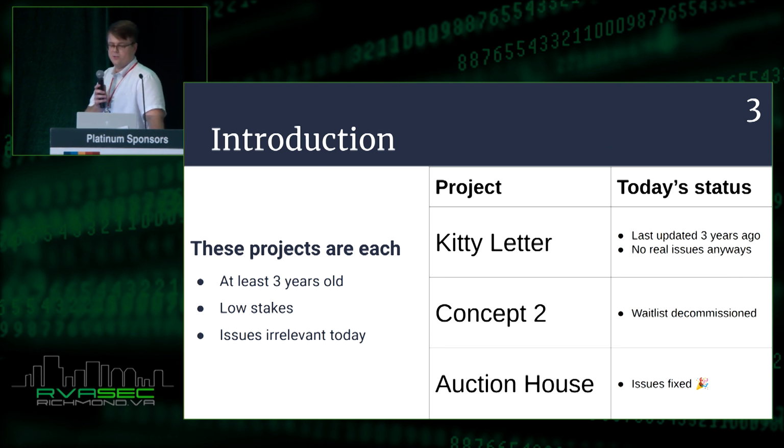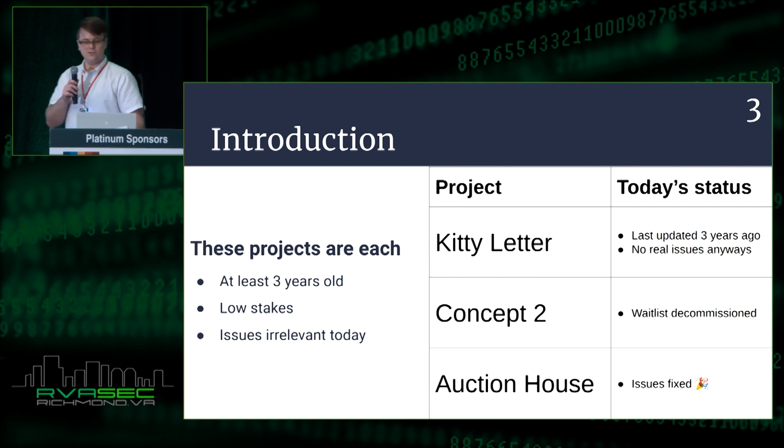For each of these projects, they're all really old projects. These are projects I did at least 3 years ago. They're all very low stakes. They're all generally for my amusement, and the issues are irrelevant today. So for Kitty Letter, this one in particular didn't have any real issues, and the app hasn't been updated in 3 years anyways, so there's that. For the Concept2 waitlist, they don't have any waitlists anymore, so that means the problem is solved. They've decommissioned all their waitlists, and the auction house actually fixed all their issues, which is fantastic, so that's also a good outcome.